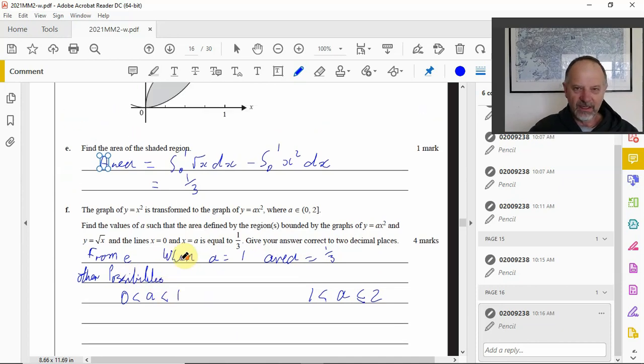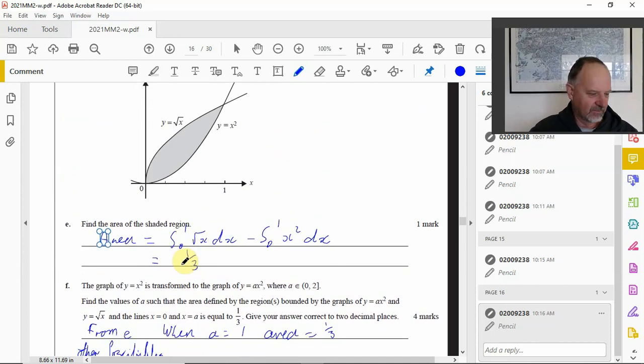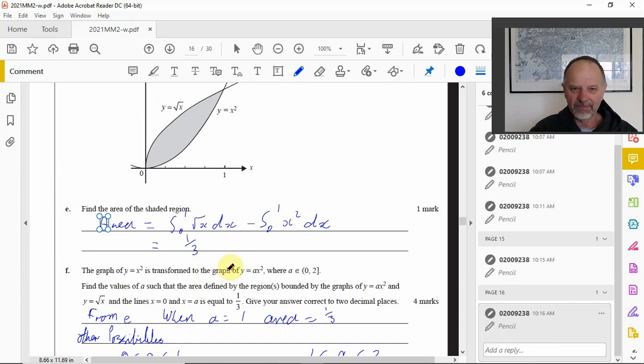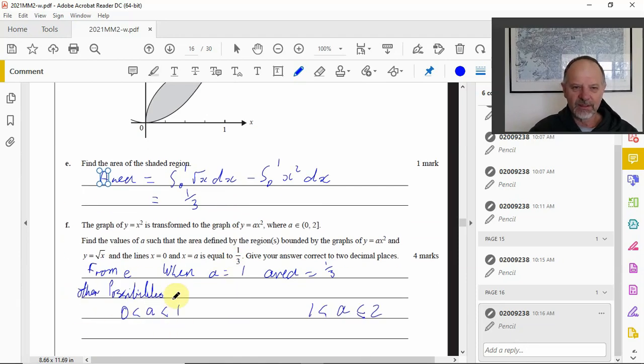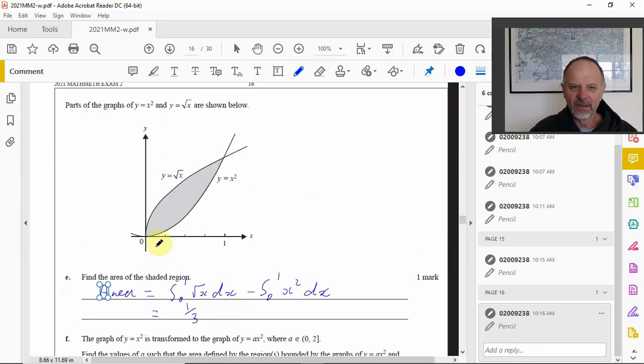All right, so let us think about what might happen. If a is between 0 and 1, that's a dilation and this swings out here. So for 0 less than a less than 1, what you end up with is a graph that looks like this. So you've got your square root graph, and here's our 1.